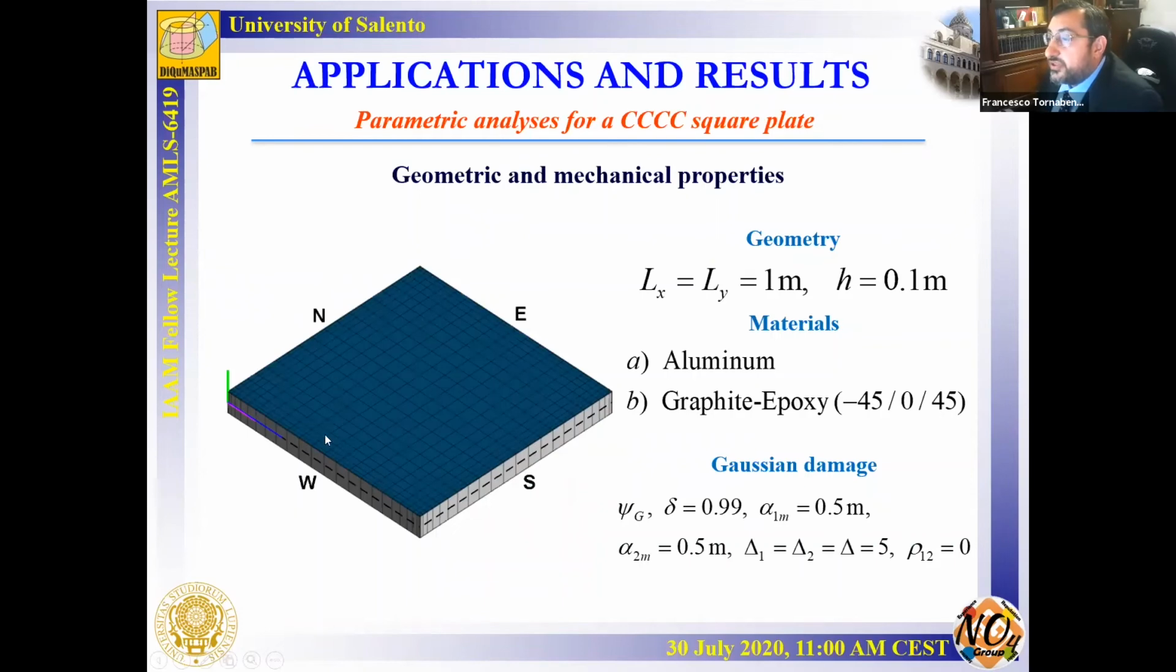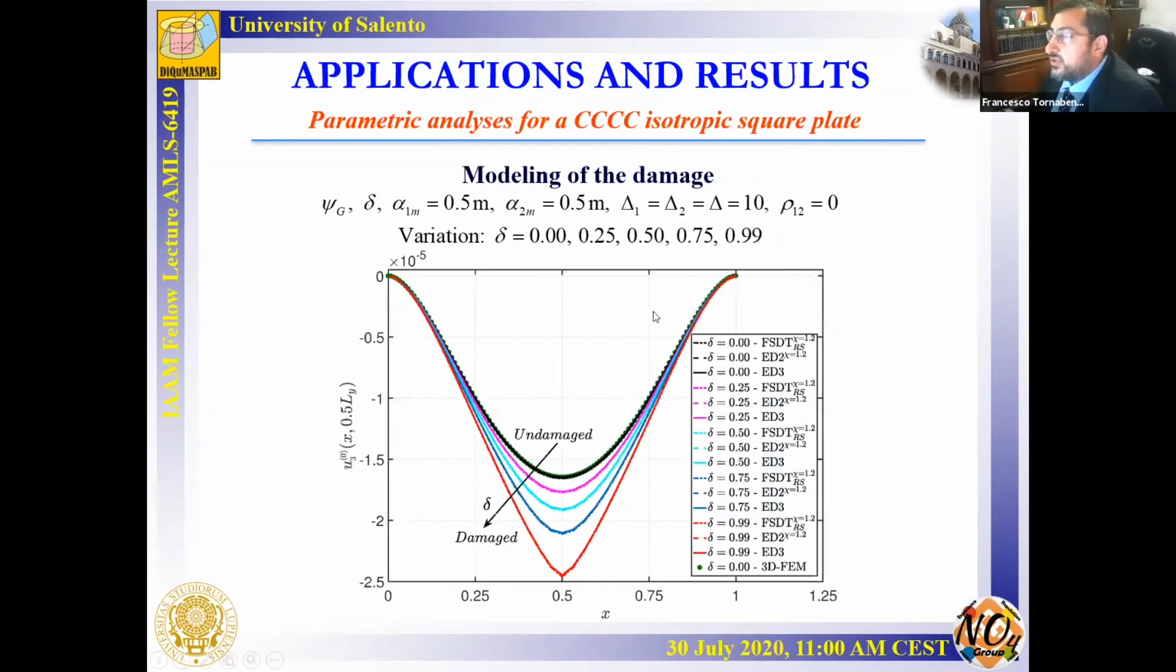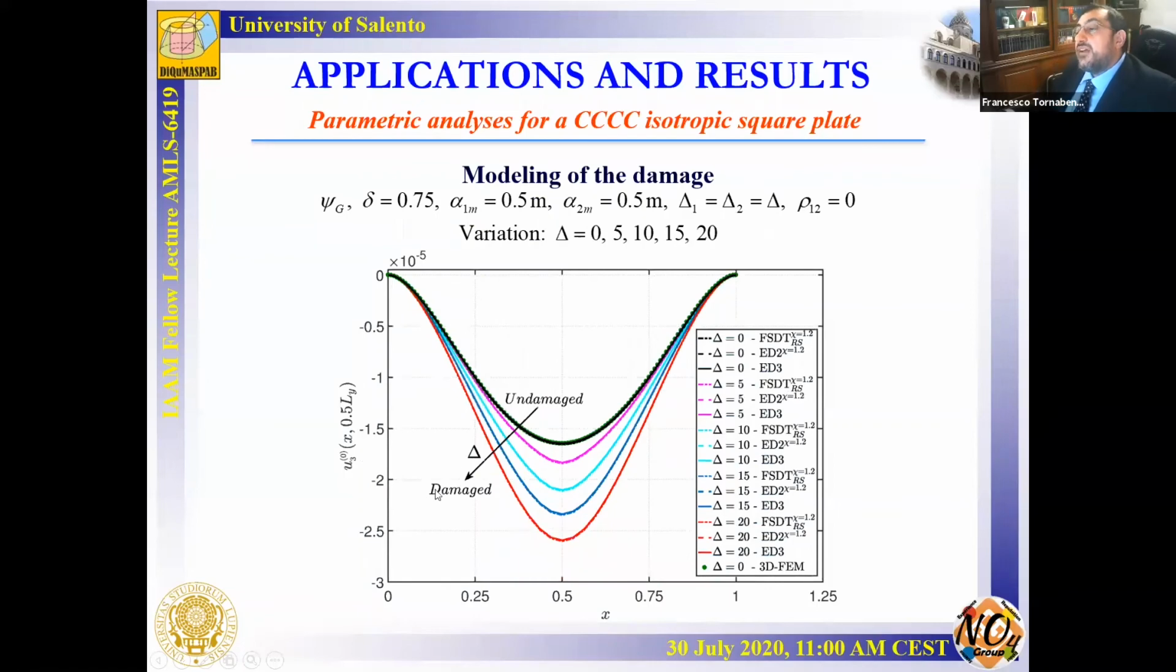In particular I have considered a rectangular plate. For the first case we can see the result in terms of the response of the structure from the undamaged configuration for different levels of the damage, using different kinds of higher order theories. Here I have considered the effect of the area of the damage, and we can see the response of the structure from undamaged and damaged configuration by increasing the area of the damage.